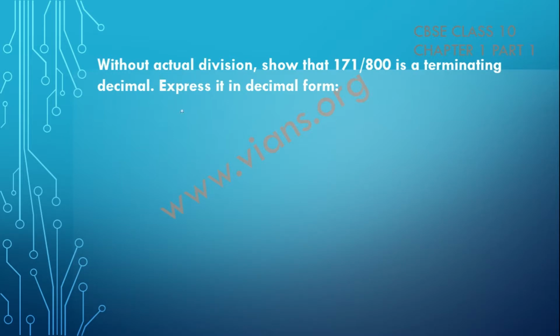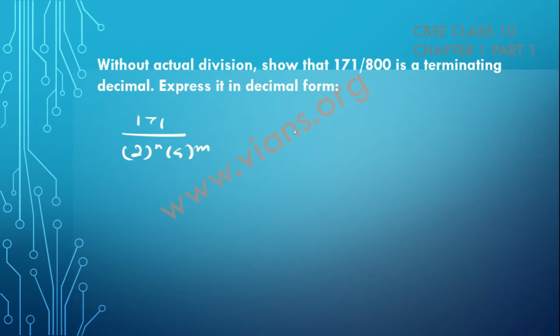Express it in decimal form. If you remember, we had this discussion in our previous class, part 2, where we said that a terminating decimal should always be explained in 2 raised to n and 5 raised to m format. These should be the only remaining elements in the denominator, and all the other factors should cancel out for it to be a terminating decimal.